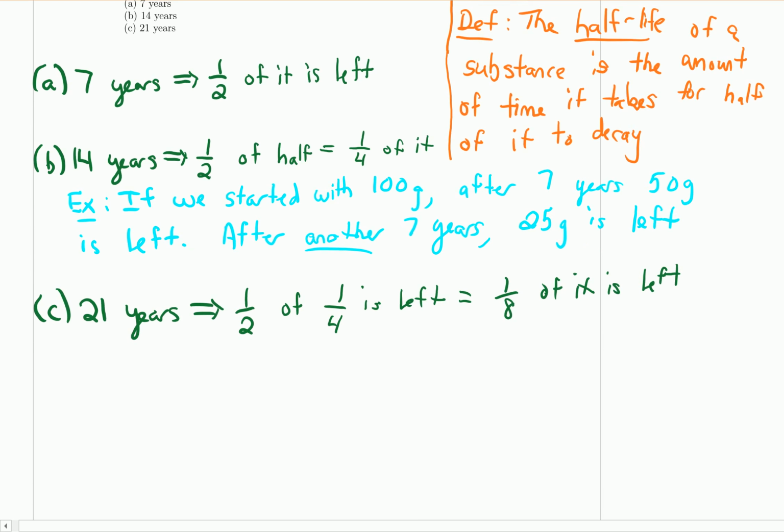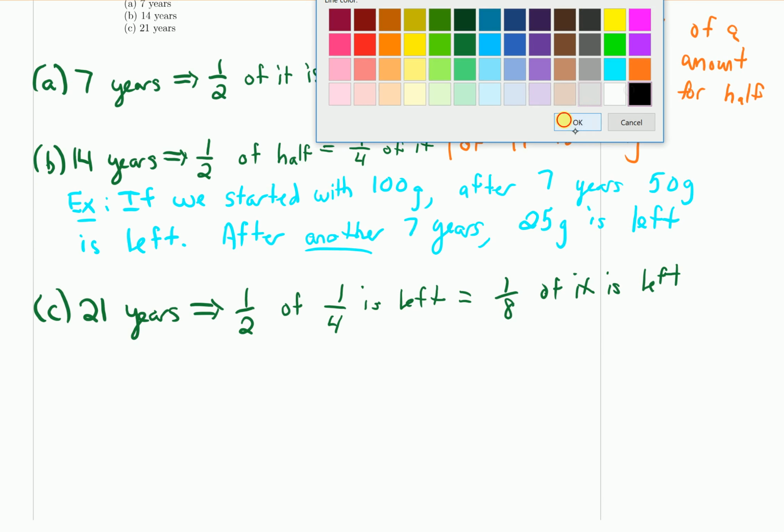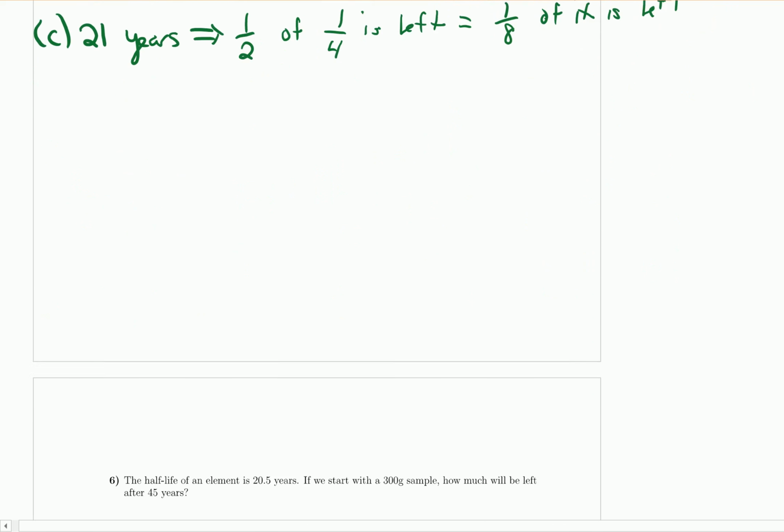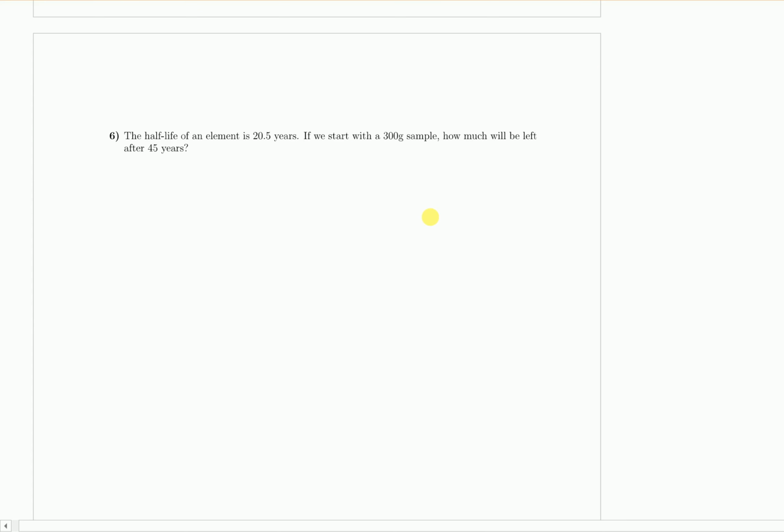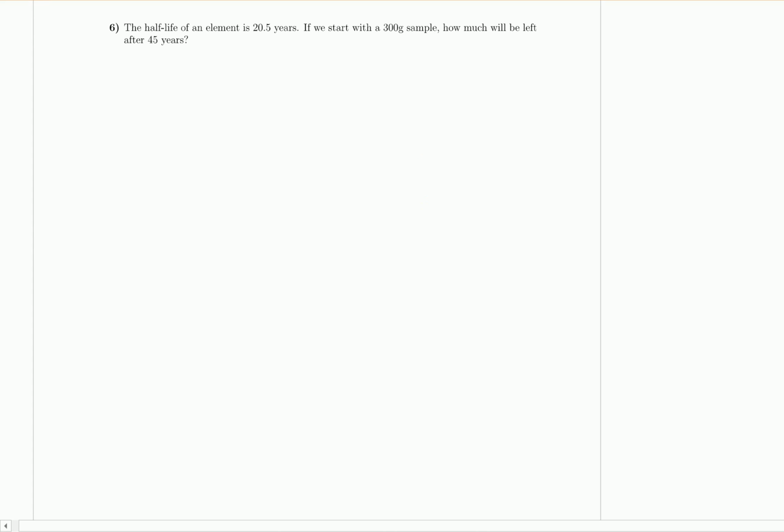Alright, I want to look at another example now. This example says that the half-life of an element is 20.5 years. If we start with a 300 gram sample, how much of the sample will be left after 45 years?